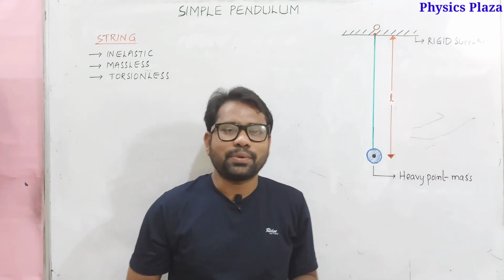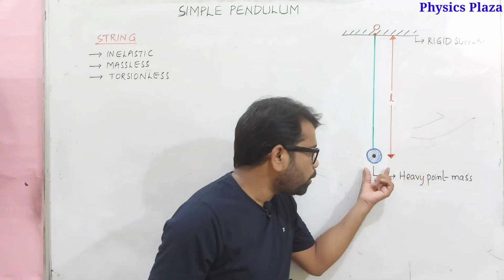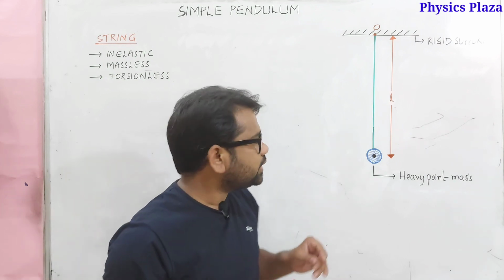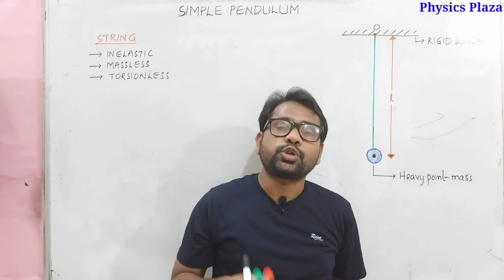The first thing is that, dear children, a heavy point mass does not actually exist. A heavy point mass is not possible, it is only an ideal case. And it is suspended by means of a string. But what type of string should we take here?